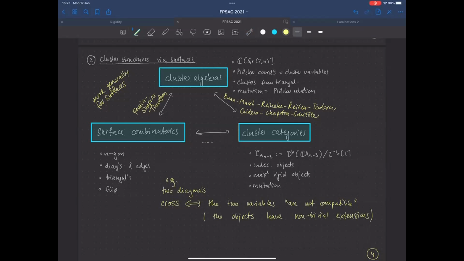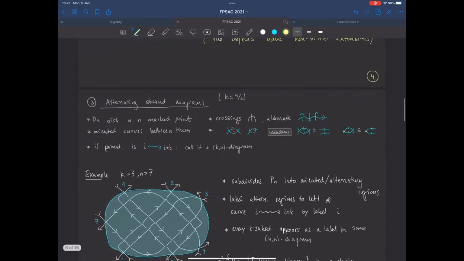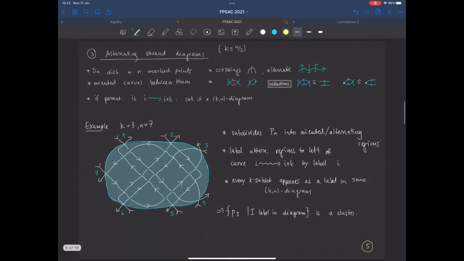So I will explain a bit how this works for the Grassmannian, again, using surfaces, but we cannot expect triangulations when we go out of the range, when we go away from k equals 2. For that, I have to explain what these alternating strand diagrams are.